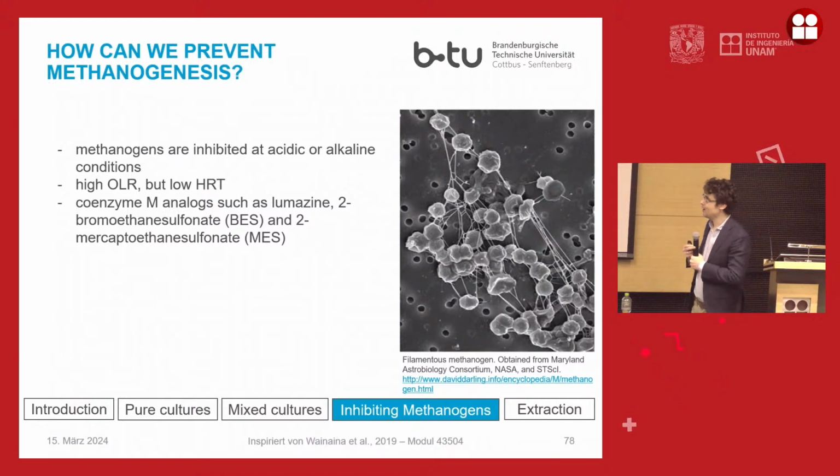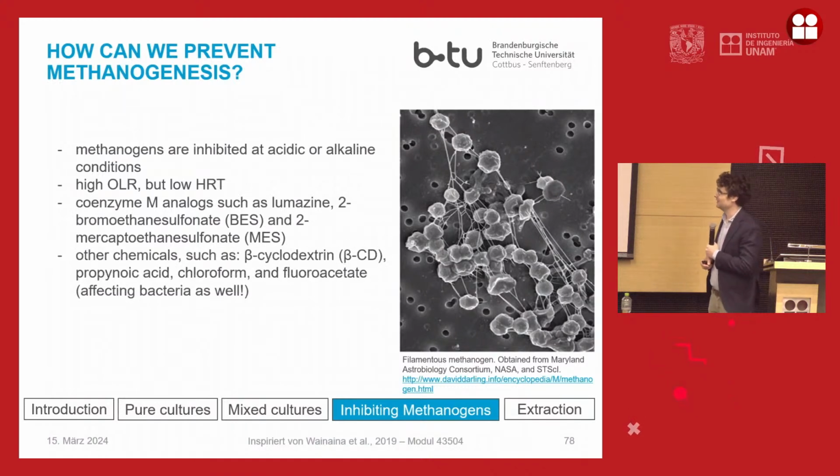We can also use some chemical compounds, for example, coenzyme M analogues. Coenzyme M is one of the last coenzymes involved in methanogenesis, if we think about the methanogenic pathway. This is a crucial coenzyme, and if we inhibit it, then methanogenesis will be blocked. There are some chemicals like lumazine that we can use, or bromoethane sulfonate, or mercaptoethane sulfonate. But they are relatively expensive, so this is maybe useful for research, but certainly no one will apply this in the industry, at least not with large biogas plants or anaerobic digester plants. There are some other chemicals that we could use, but bacteria might be affected as well, so maybe it's not a good idea to rely fully on such chemicals.